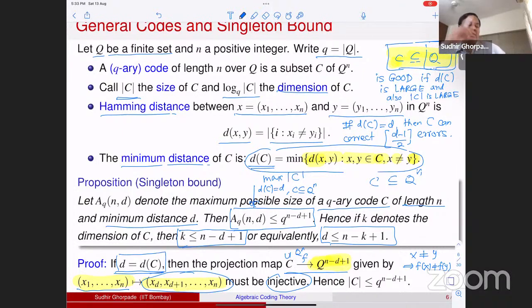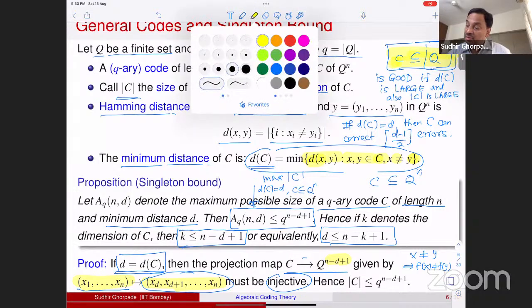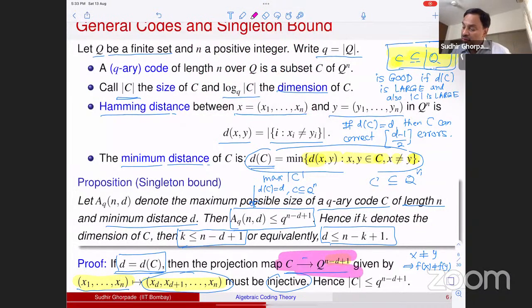So if two points have distance between them d minus 1 or less, they have to be equal. So x would have to be equal to y, which is a contradiction, because I started by saying x is not equal to y. So that shows this map is 1-1, and therefore I have a 1-to-1 map from C to this space.